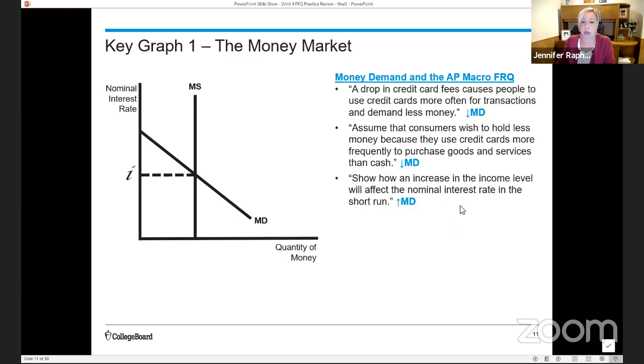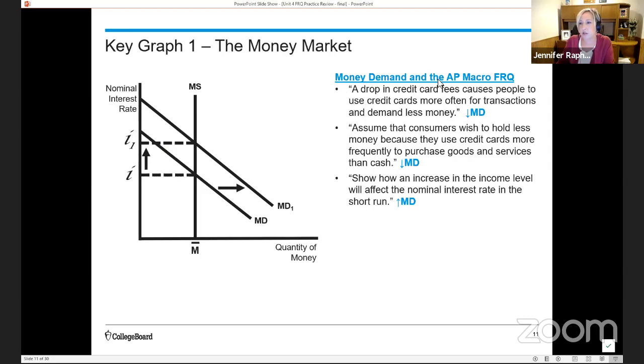And then show how an increase in the income level will affect the nominal interest rate in the short run. Well, that would cause an increase in money demand because we have more money and we buy more goods and services with them. So we would show an increase in aggregate money demand, which drives up the nominal interest rate.